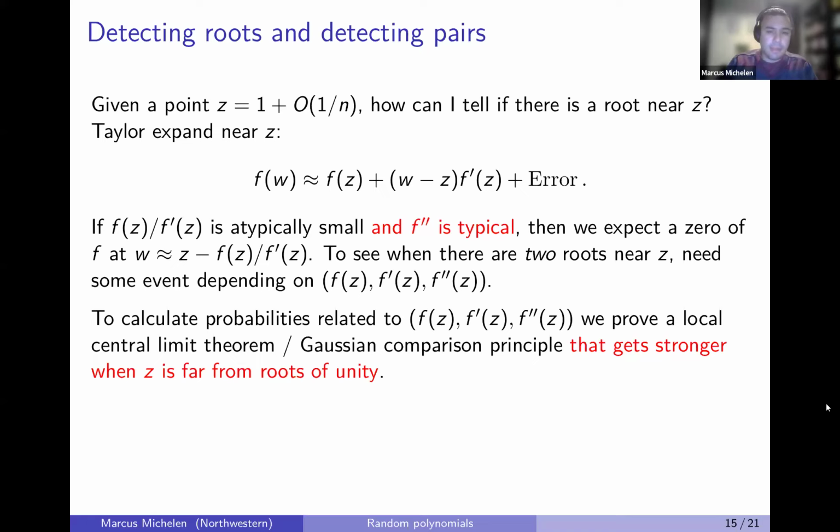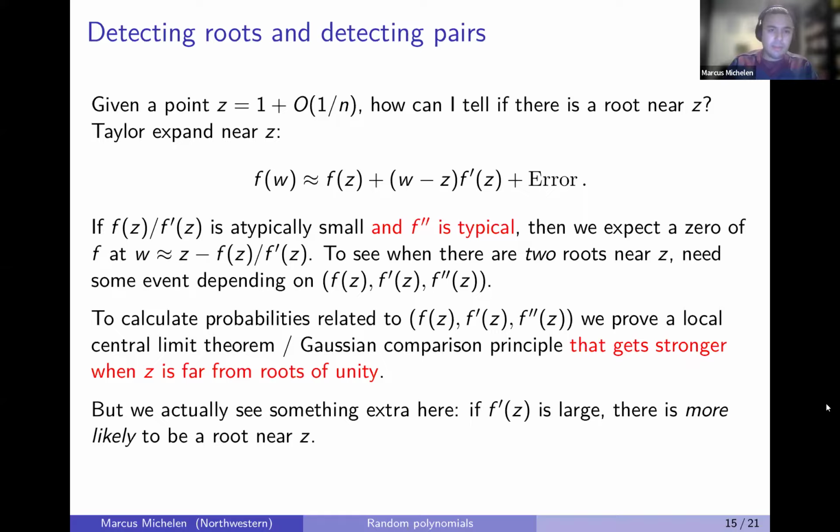Okay, so there's actually something kind of implicit here that I want to spend one more slide on, which is if I take a look at this Taylor expansion, if f prime is large, there's more likely to be a root near z. Right? Just because if f prime is large, f over f prime is going to be fairly small. So we'll actually see that this is why repulsion happens. So I told you that repulsion occurs, but I didn't sketch for you why it happens or explain it. And I'm going to have just one slide explaining why for random polynomials and random functions more generally, the roots tend to repel each other.